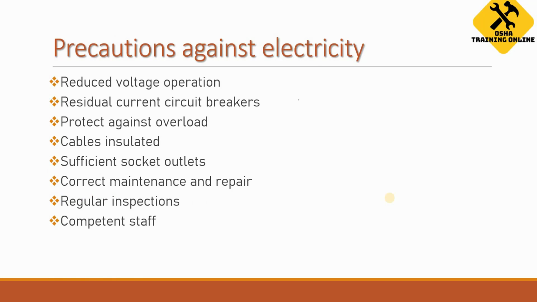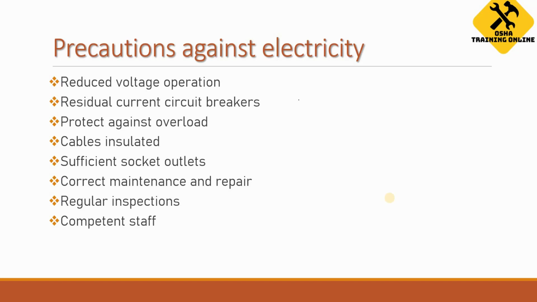Now, what are some of the precautions which we can take against electricity? First, we have to reduce voltage operation. Try to reduce the operations which are related with voltage. Next is residual current circuit breakers. Residual current circuit breakers are basically devices which break the electric circuit when there is electrical shock, and stop the electricity. We will see residual current circuit breakers in the next slide. Protect against overload. We should avoid overload electric current. Overload means that we should protect the workers against a huge amount of current flow in the wire, because it warms the electric wire and in turn melts the wire and produces a burn.